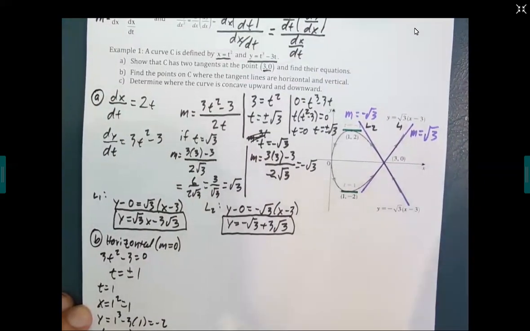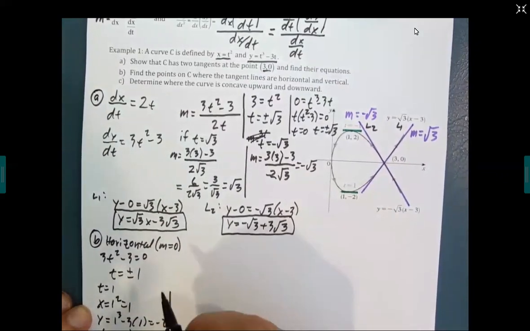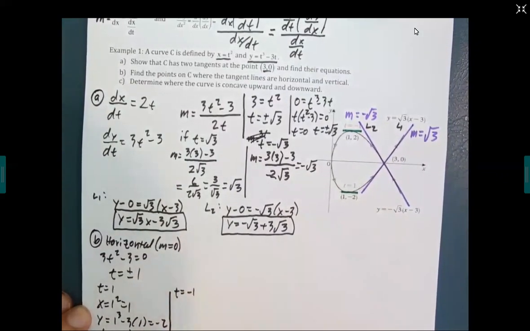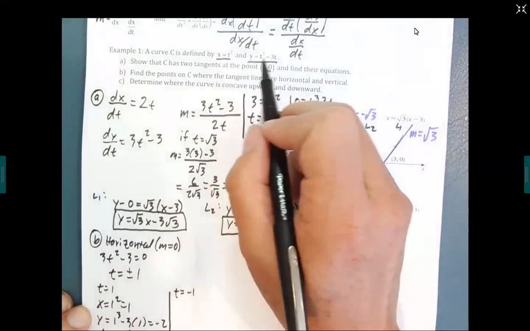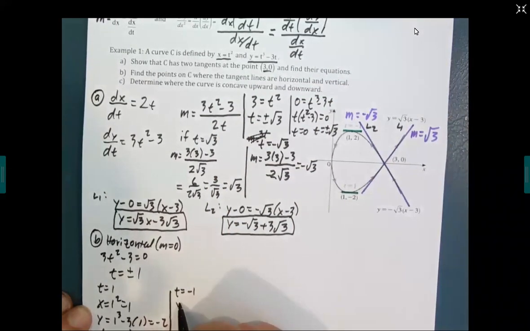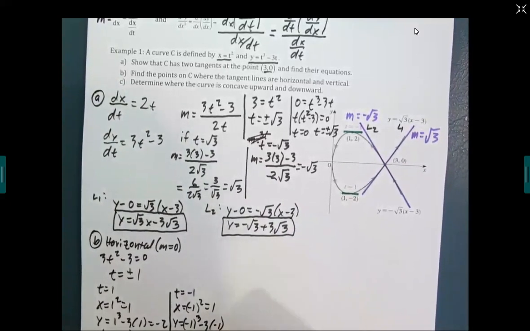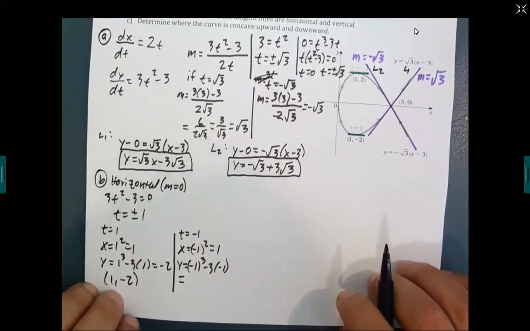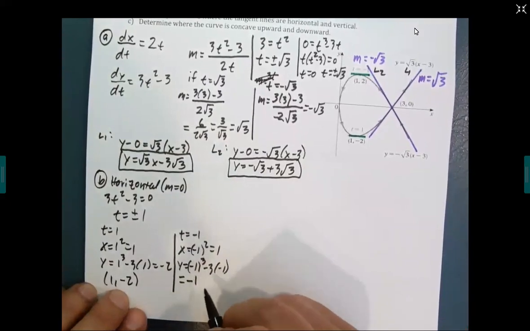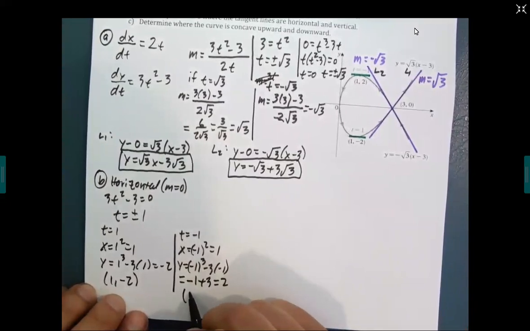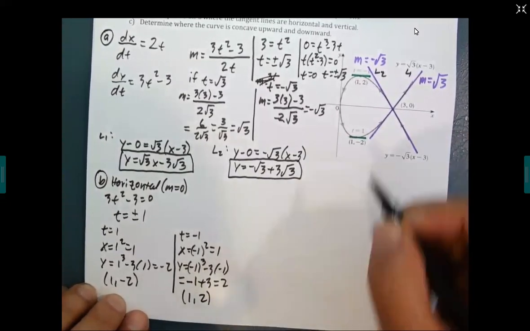1, negative 2 is right down there. And when t equals negative 1, again, plugging those into here and here, x equals negative 1 squared, which is a positive 1. Y equals negative 1 cubed minus 3 times negative 1. Now, negative 1 cubed is a negative 1, pardon me. And that becomes plus 3, or positive 2. Giving me the other point is going to be 1, 2. We can see that right there.